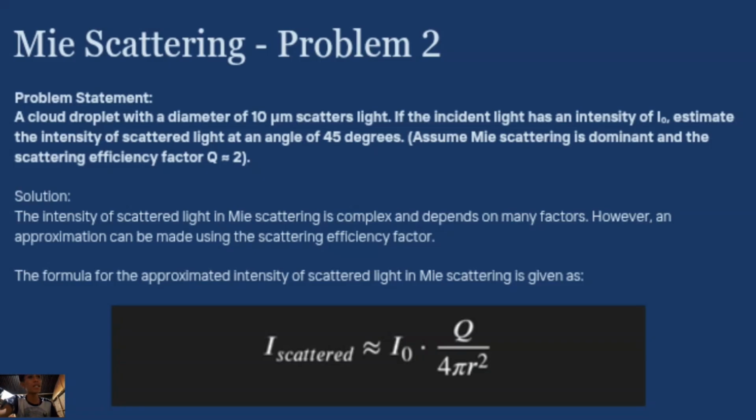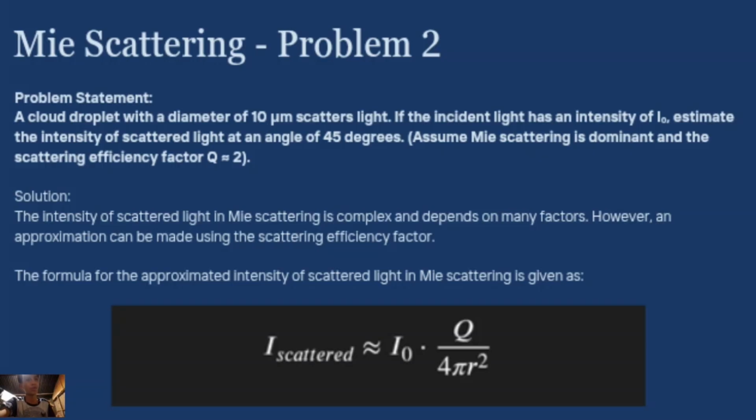Now we have the Mie scattering problem. The problem states that a cloud droplet with a diameter of 10 micrometers scatters light. If the incident light has an intensity, estimate the intensity of scattered light at an angle of 45 degrees. Assume Mie scattering is dominant and the scattering efficiency factor Q is approximately 2.